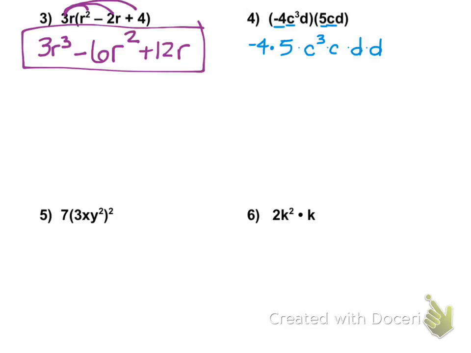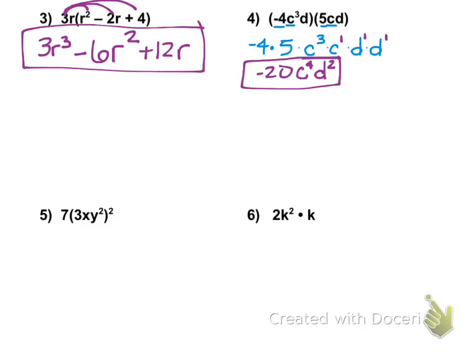We get caught up in FOILing. When we come back to monomials, we try to FOIL it again. So this is negative 20. Then when you multiply, you add exponents. So c to the fourth, and these are like ones, d to the second power. Final answer there. There's no other like terms, nothing else to get together.